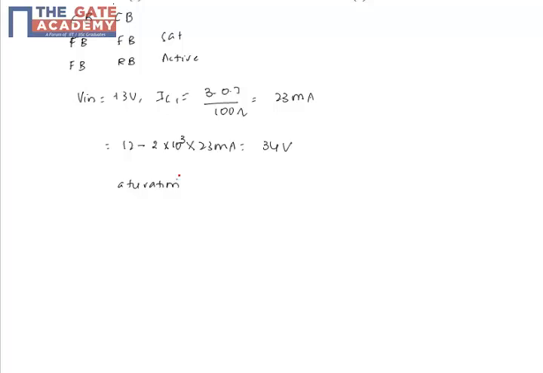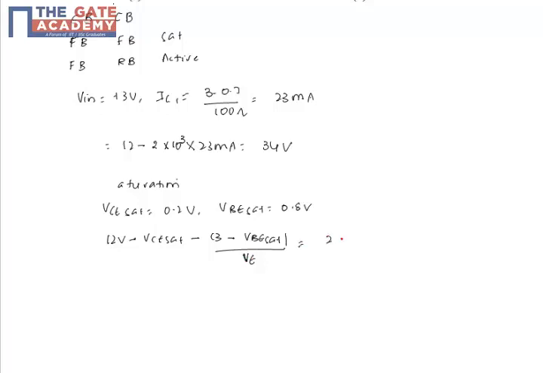So if we calculate, it's given that VCE SAT is equal to 0.2 volts and VBE SAT is equal to 0.8 volts. If we solve the KVL loop, it's 12 volts minus VCE SAT minus 3 minus VBE SAT. This is nothing but the voltage at the emitter, which is equal to 2 into 10 power 3 into IC SAT. So IC SAT is equal to 4.8 milliamperes. We calculate V1: 12 minus 2 into 10 power 3 into 4.8 milliamperes, which comes to V1 equal to 2.4 volts.